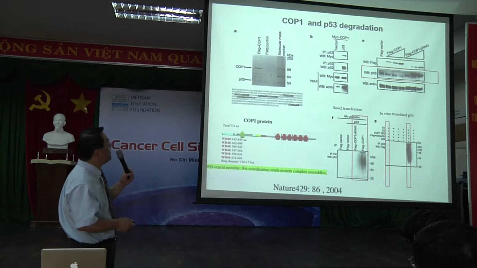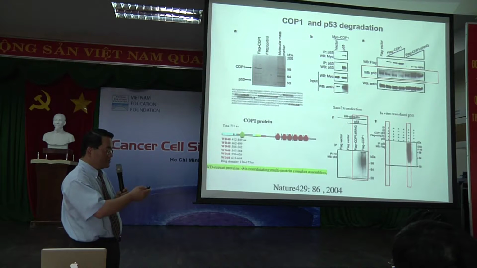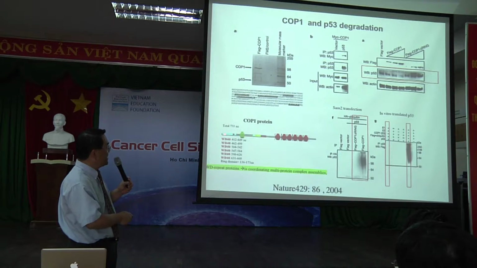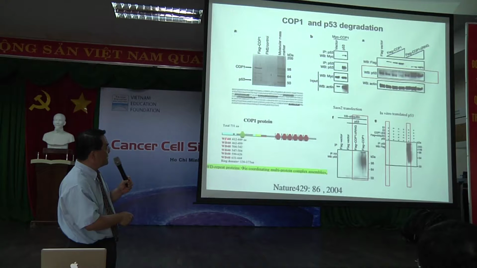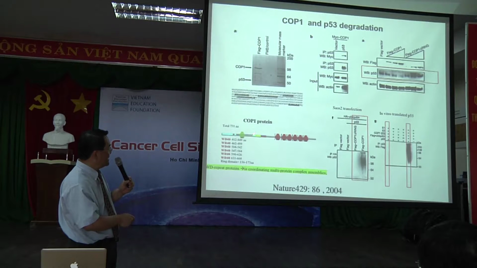Okay? COP1 is a RING-containing ubiquitin ligase. As you can see here, this is the protein organization of the COP1 protein. It contains a RING domain here, and then contains the WD40 repeats. Okay? The RING domain is located at roughly amino acids 130 to 173, and the WD40 repeats at 1, 2, 3, 4, 5, 6.